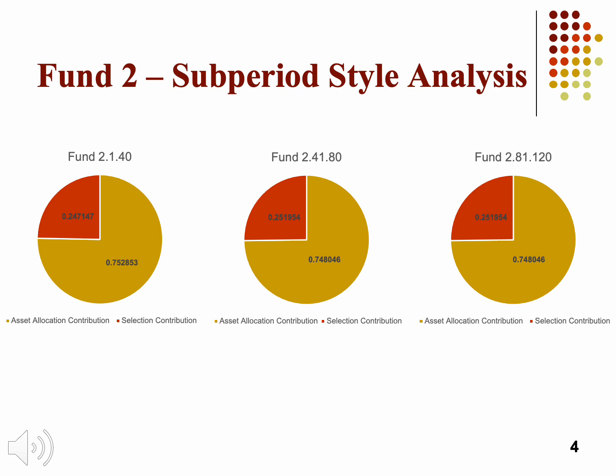This slide shows the sub-period style analysis asset allocation. We can see that the fund manager has maintained his asset allocation constant at 74% throughout the period.